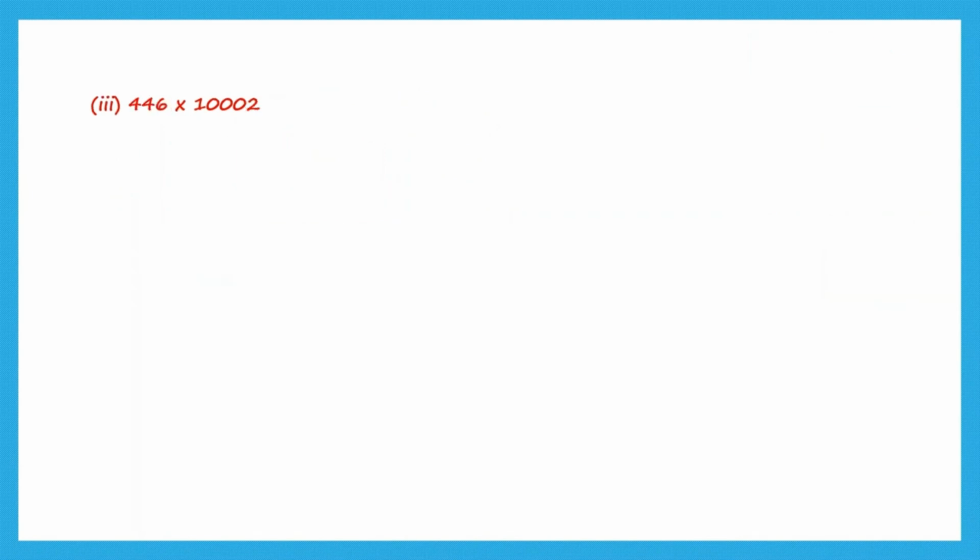Question 3. Now here also we have 446 into 10,002. Let's make 10,002 10,000 plus 2. So we can use the distributive property here. So let's do that. Let's write 446 into, in brackets, 10,000 plus 2. That is equal to 10,002, which is this number.